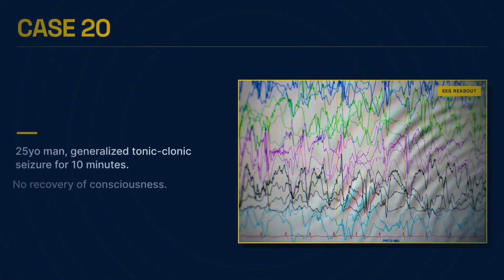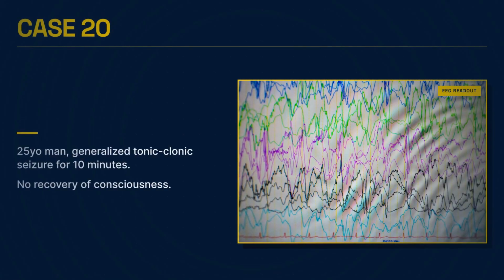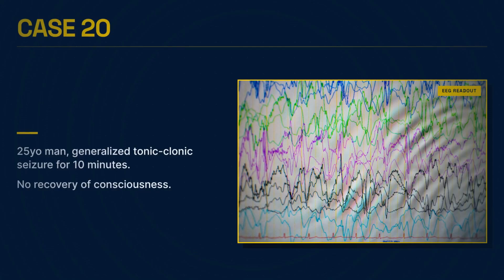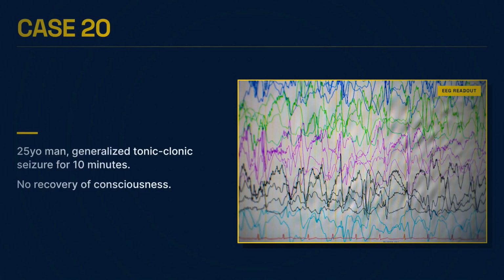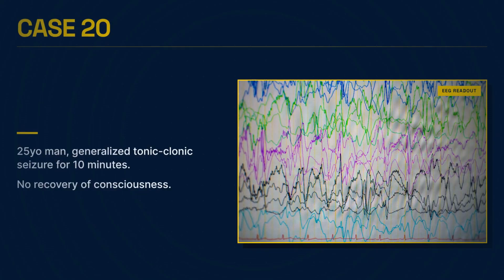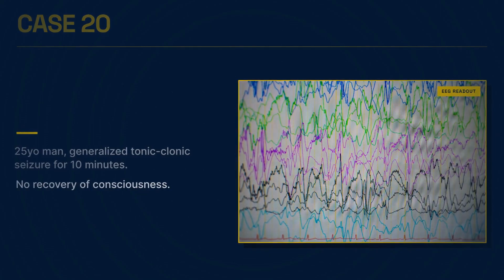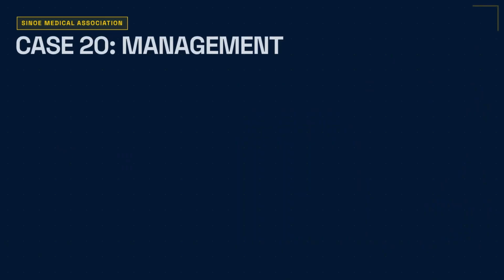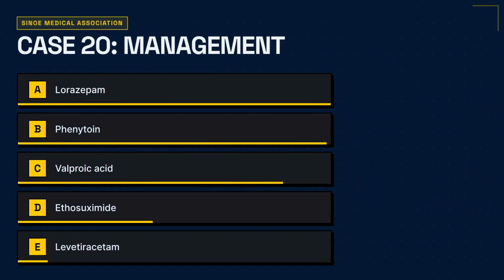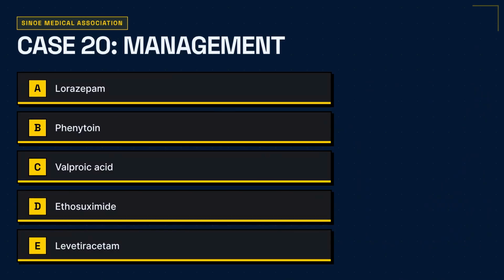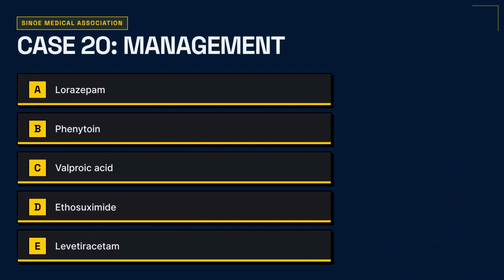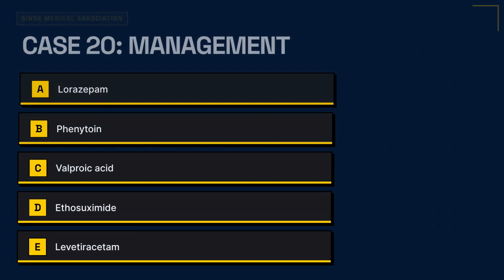Case 20. A 25-year-old man is brought to the emergency department while experiencing a generalized tonic-clonic seizure that has lasted for 10 minutes. He has not regained consciousness between episodes. What is the first-line pharmacologic treatment for this patient? A. Intravenous lorazepam. B. Intravenous phenytoin. C. Valproic acid. D. Ethosuximide. Or E. Levetiracetam. Pause and select. The correct answer is A.